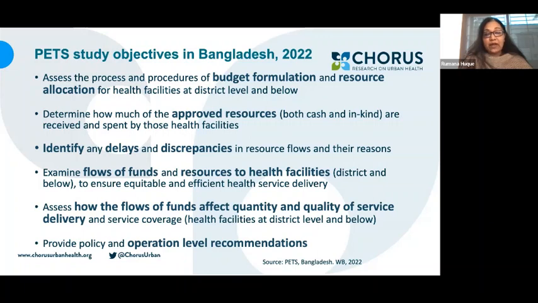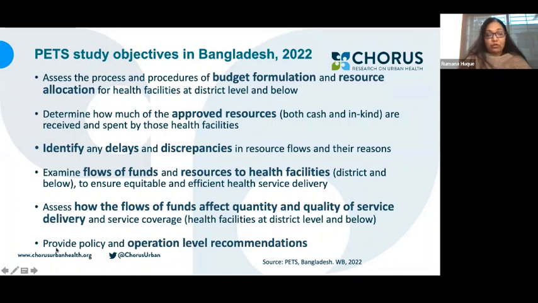And we tried to identify any delays or discrepancies in this fund flow channel: what's sent from the center, and whether it arrived on time at the local level. If the central level is saying that I have sent you X amount of X-ray machines, whether that arrived at the local level in that amount, and if there are any differences, what are the reasons for that? So we examined the flows of funds and resources to health facilities at district level and below, to ensure that equitable and efficient health service delivery can be ensured.